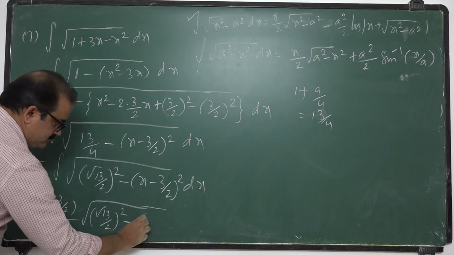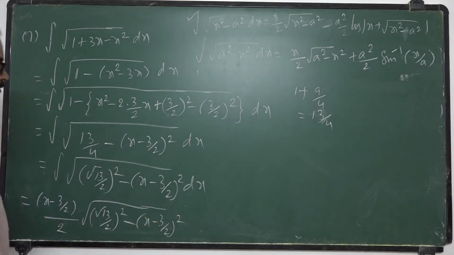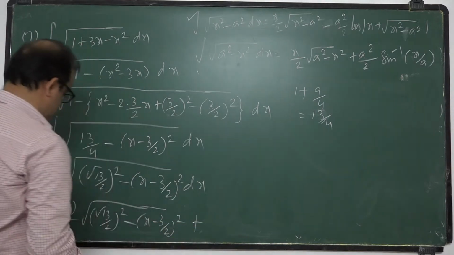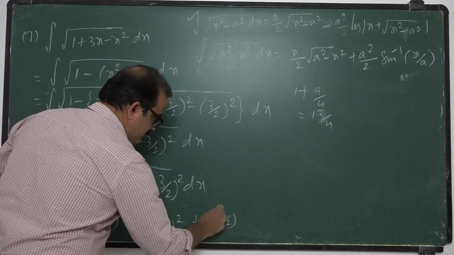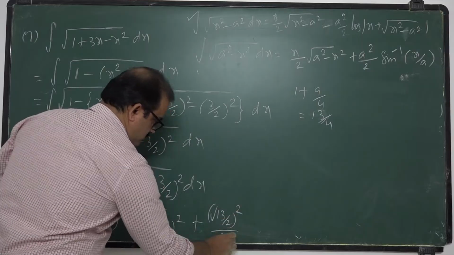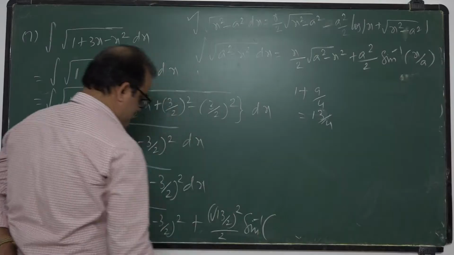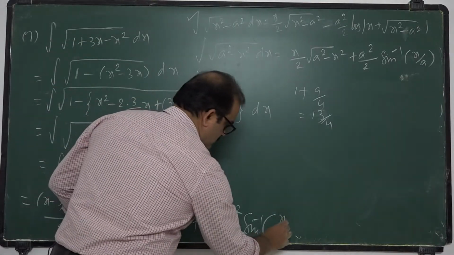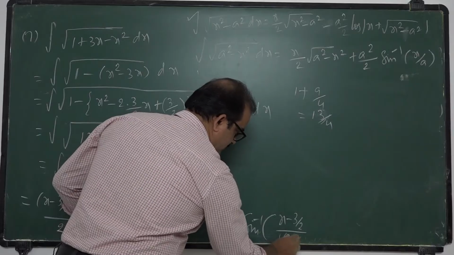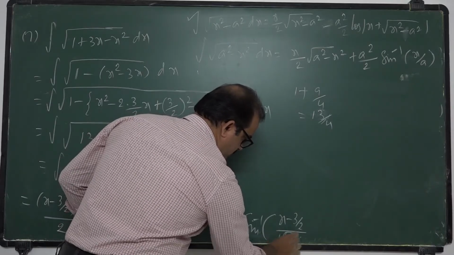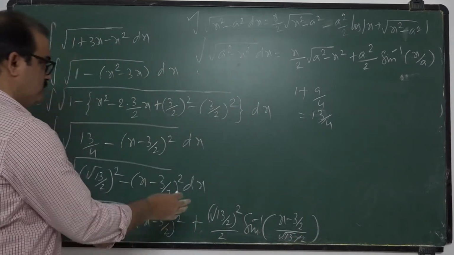plus a square by 2, a is root 13 by 2, into sin inverse x by a, root 13 by 2. Now simplify it.